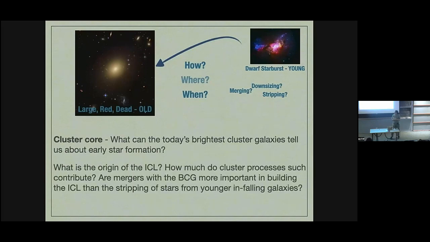And what is the origin of the ICL, of the intracluster light? How much do cluster processes contribute? How much can we think of the buildup of the ICL, kind of like we've been thinking a lot about stellar streams around the Milky Way, where interactions with the main body, the brightest cluster galaxy in this case, matter compared to interactions with other cluster galaxies, and the ICL having a component sort of apart from the brightest cluster galaxy directly.